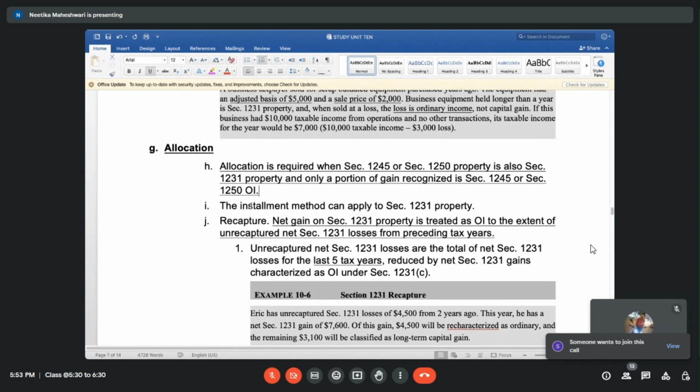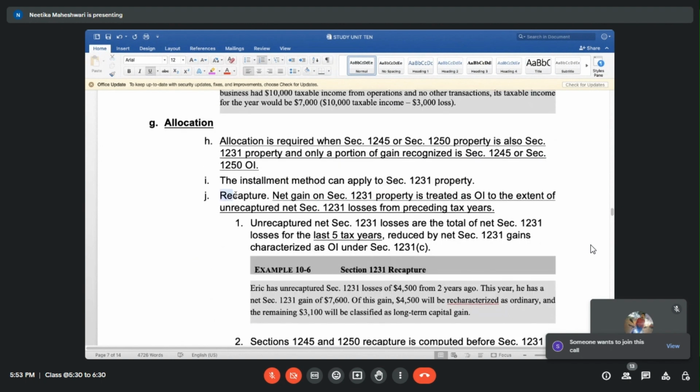The installment method can apply to section 1231 property. What they're saying is that if there is an installment sale, meaning not all the money is coming in one shot, we can still apply the rule of section 1231.